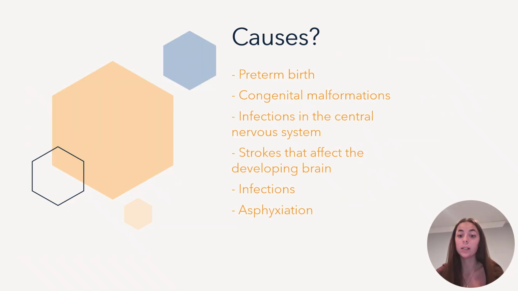What are the causes? There's preterm birth, congenital malformations, infections in the central nervous system, strokes that affect the developing brain, infections, and also problems with breathing before they are born, so in the womb and things like that. There's not any one main cause for it, there's just a bunch of different ones.